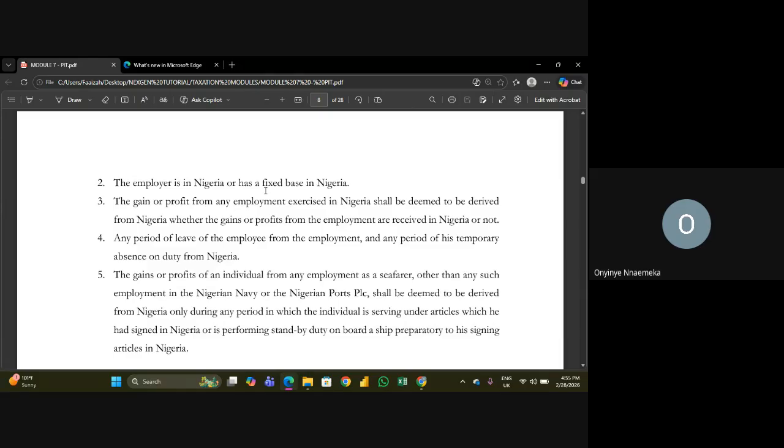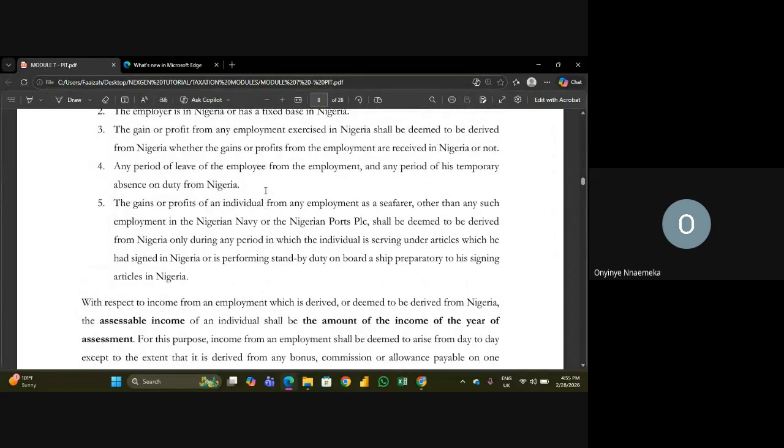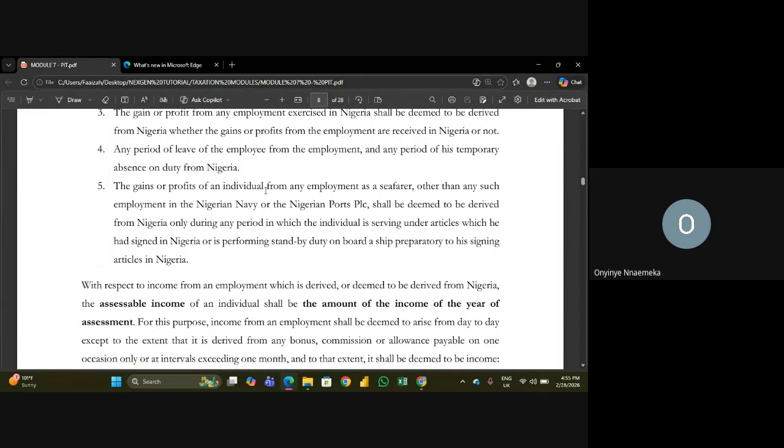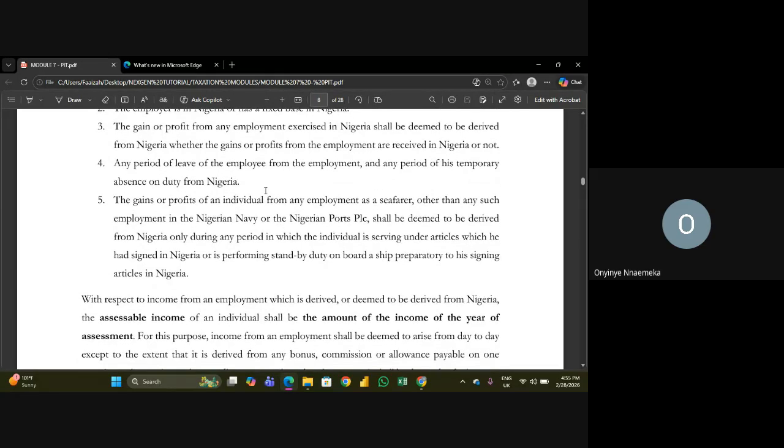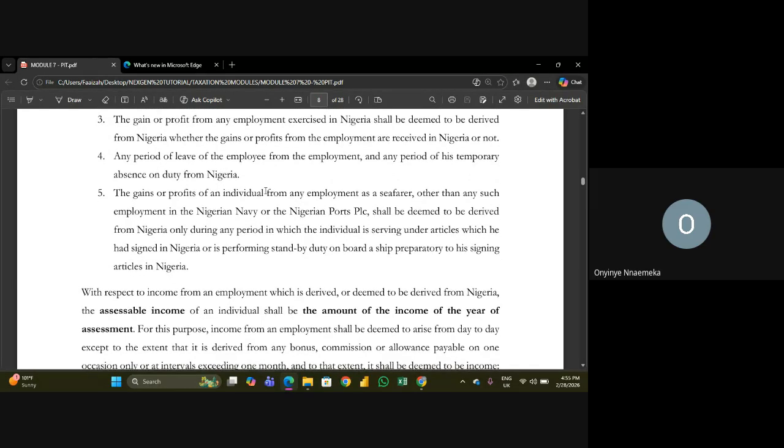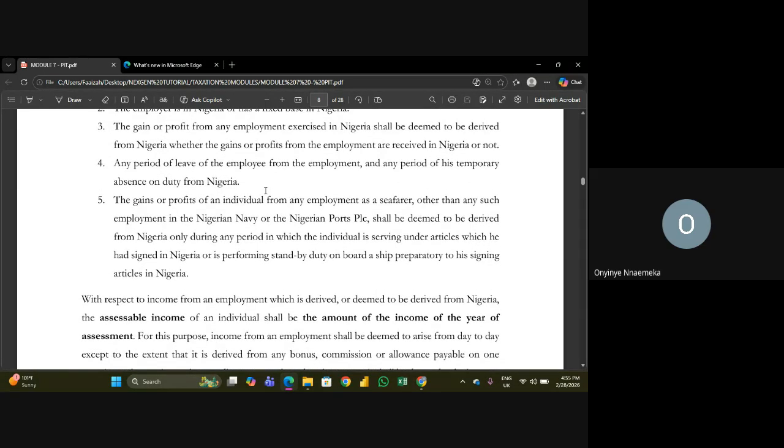The gains or profit from any employment exercised in Nigeria shall be deemed to be derived from Nigeria, whether the gains or profits from employment are received in Nigeria or not. So what we are saying here is that you got a salary from Nigeria, your work is being done in Nigeria, but when you want to receive payment, you might receive payment in Nigeria or in another country. The fact that you are doing your work in Nigeria makes it an income derived from Nigeria.